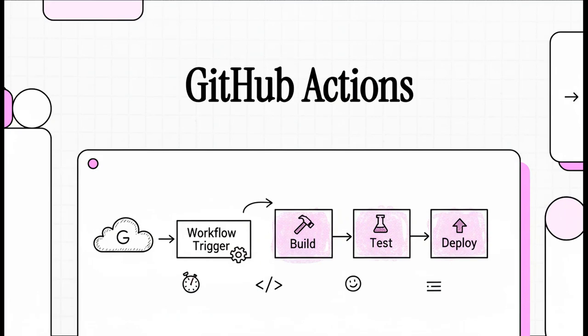All right, let's talk about one of the most powerful skills you can add to your developer toolkit: automation. We're going to dive deep into GitHub Actions and see how you can literally automate your entire development workflow. And the best part, it's right there, right beside your code.